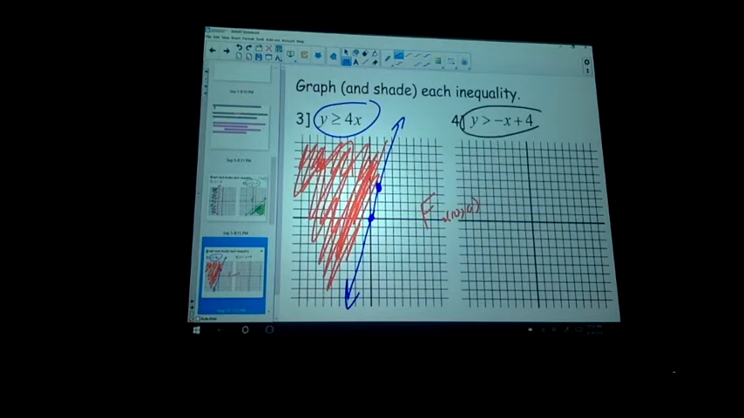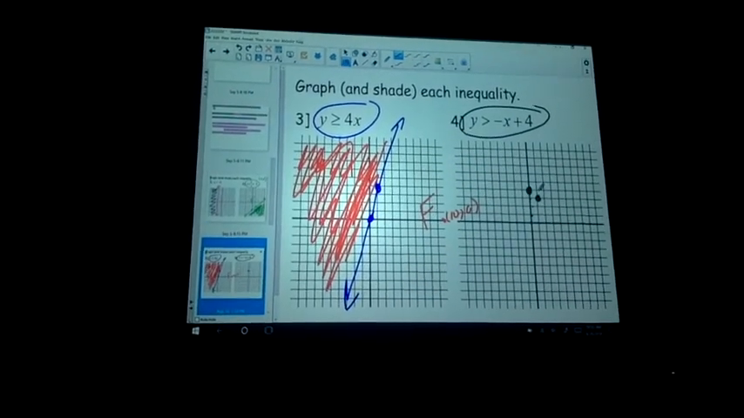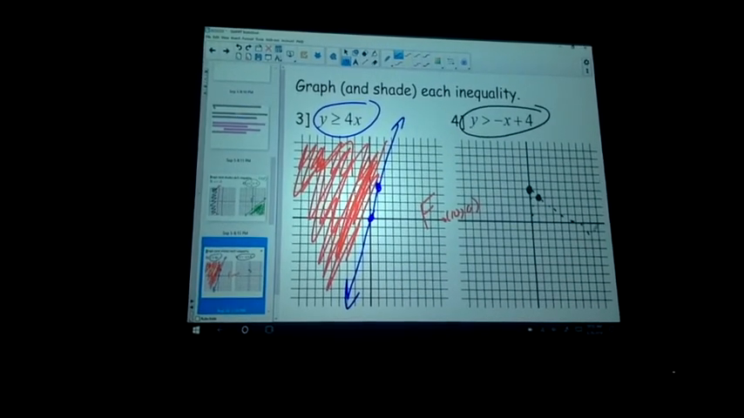Solid or dotted line? Can I use 0, 0 on this one? Yeah, because it's right there. So this gives me 0 is greater than 4. True or false? False. Okay, so I shade the opposite side because over here would give me true.